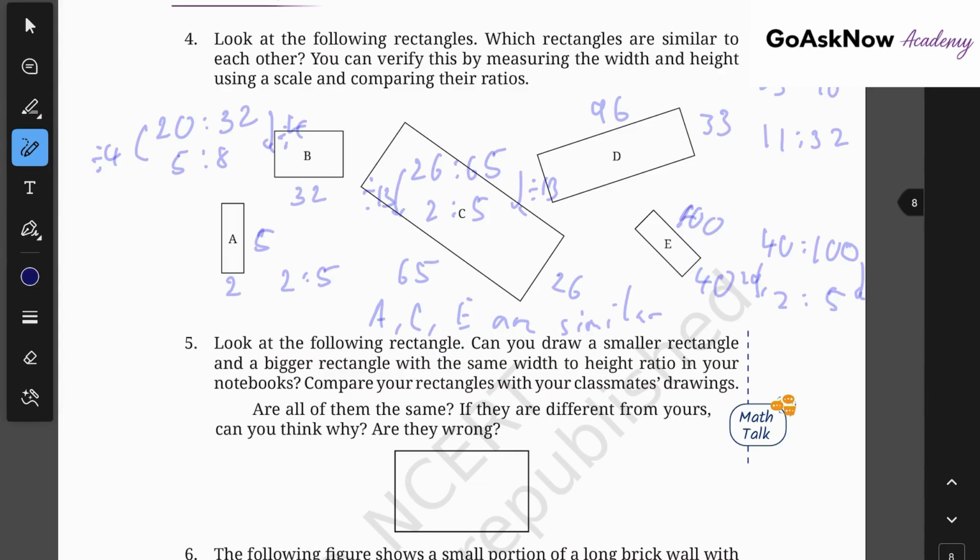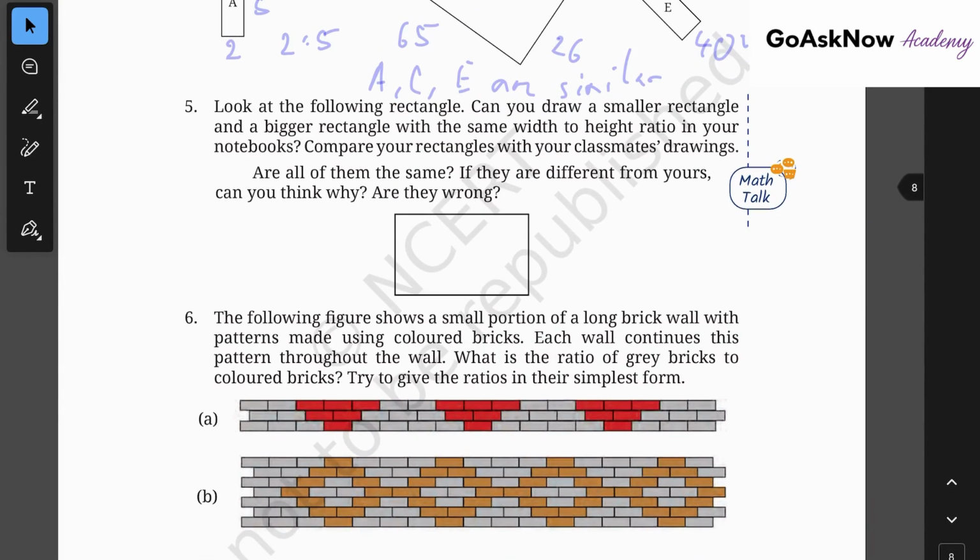Now question 5. Look at the following rectangle. Can you draw a smaller rectangle and bigger rectangle with the same width to height ratio in your notebooks? Compare rectangles with your classmates' drawing. Let's, for example, give the width as 60, sorry, and the height is 32 centimeters. For example, my values.